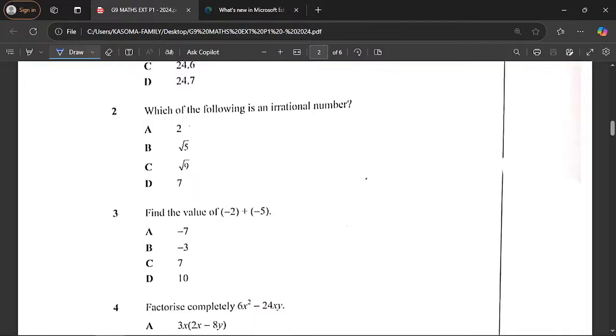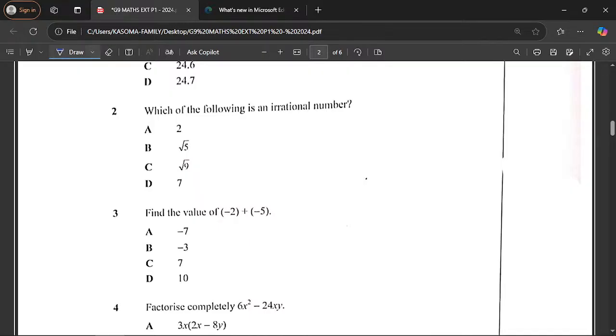Okay, so when we look at 2, which is on A, 2 is a whole number and it can be expressed as a fraction, either 1 over 2 or 2 over 4. It can be used as a number in a fraction. Okay, so A is not the correct answer.